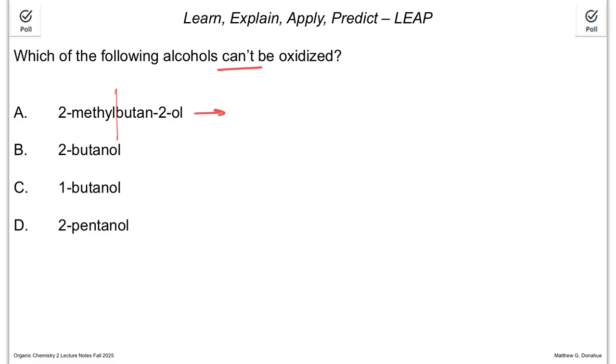And it starts off with butane, so that's 4 carbons. And it says at carbon 2 is the location of a hydroxyl group. Now that I have the parent down, I'm going to go back and do the substituents. So at position 2, there's a methyl. If we classify that, that's a tertiary alcohol. So the answer is going to be A. But let's use that logic for the rest of them.